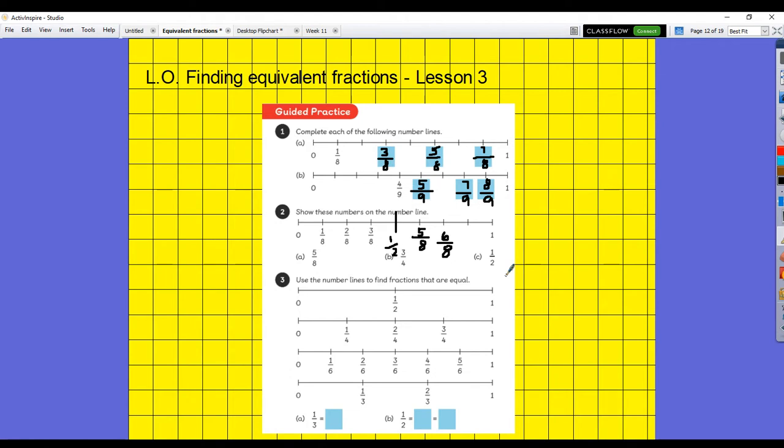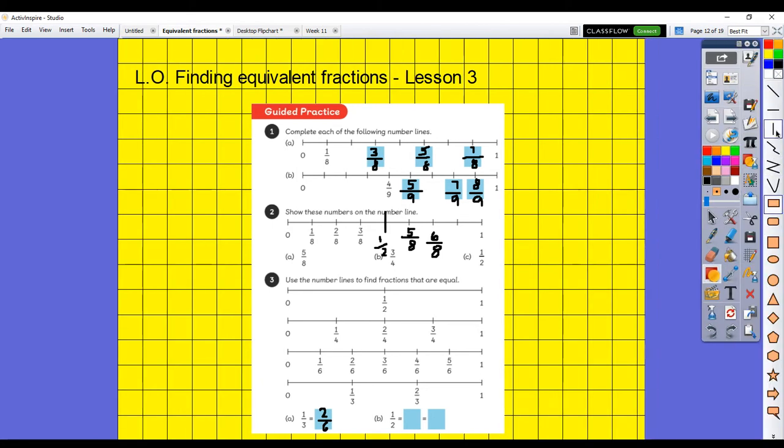Okay, so using the number lines to find fractions that are equal. Okay, so we know 1/2. We've got quarters. We've got 6, and we've got thirds. So 1/3 is equivalent to what? Okay, we can see 1/3 is equivalent to 2/6. I'm going to use my ruler just to double check that I am correct. Okay, yeah, 1/3 is equivalent to 2/6.